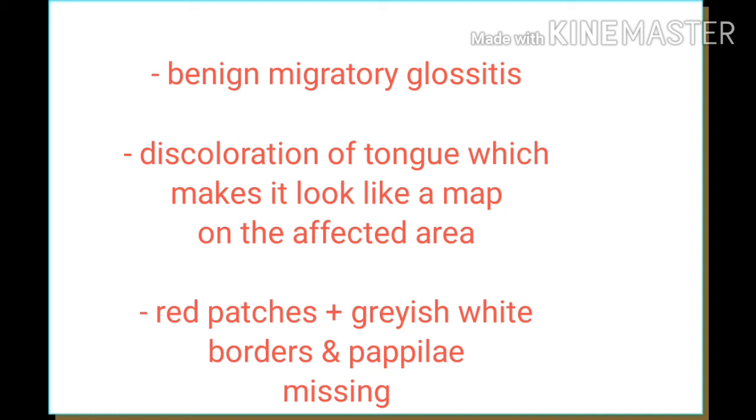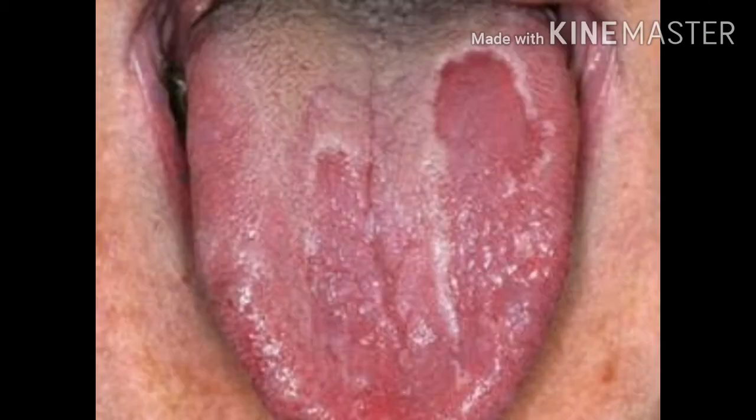It is characterized by the discoloration of tongue, which makes it look like a map on the affected area. There is presence of red patches which is surrounded by the grayish white borders in which the papillae are missing. So here is clinically how it looks in a patient's mouth. So clearly you can see that there are various red patches which is distributed all over the tongue, which is bordered with the grayish white borders.